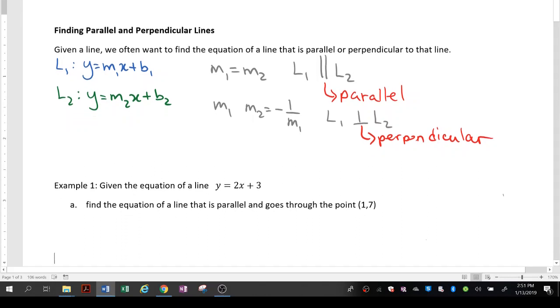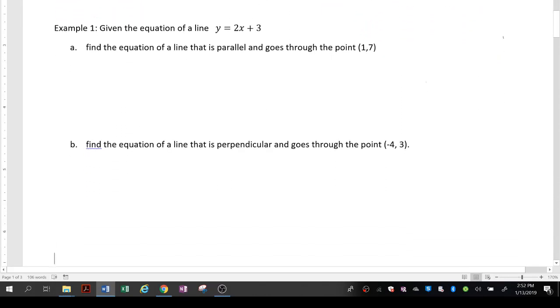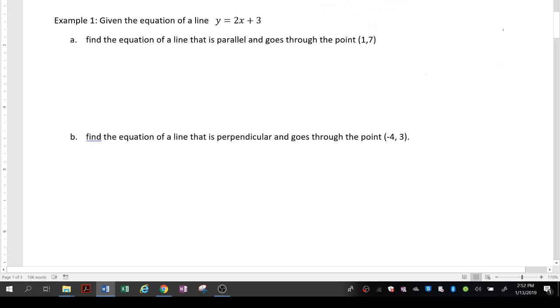So in this first example, we have the equation of a line y equal to 2x plus 3, and we want to find the equation of a line that is parallel and goes through the point (1, 7). So here we have L1, this is y equal to 2x plus 3. So our value for our slope here is 2. That means in our second line, y equals mx plus b, this will have the same slope. It's parallel, so our slope will also be 2.